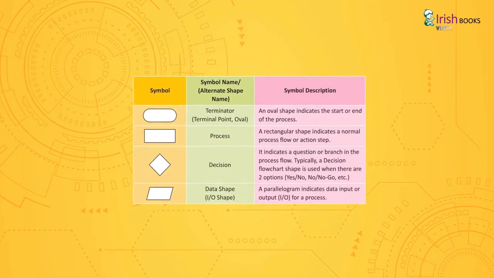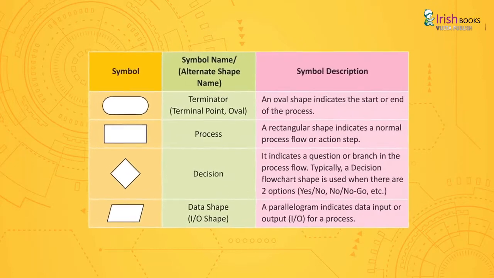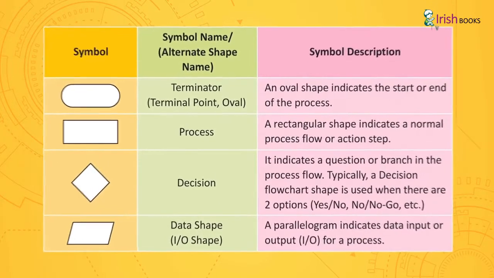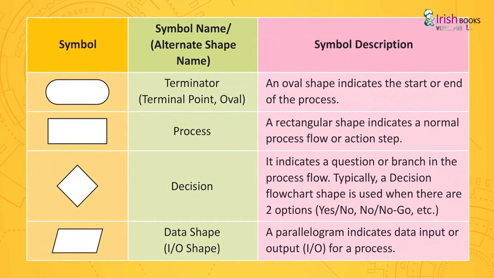Symbol, symbol name, alternate shape name, symbol description. Terminator, terminal point, oval. An oval shape indicates the start or end of the process. Process. A rectangular shape indicates a normal process flow or action step.